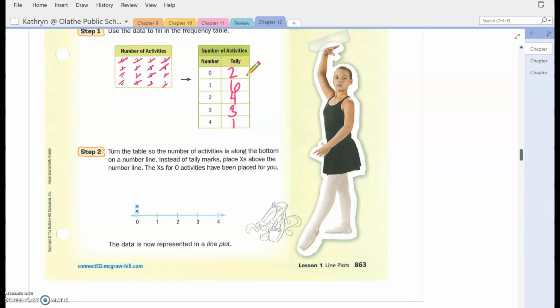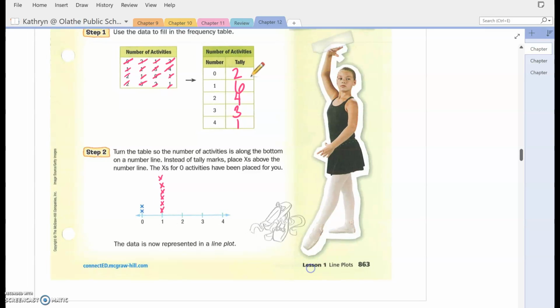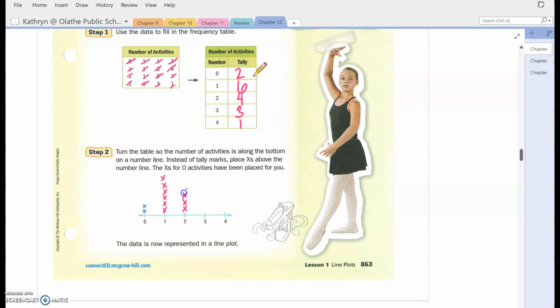Okay, the next thing we're going to do is we're going to take those and put those into a line plot. Notice that 0 is marked here and there are 2 marks. What do you think those marks represent? Obviously, they represent the 2 students who said that they have 0 after school activities. So, number 1, how many are we going to put there? We're going to put 6 X's to represent 6 people have 1 after school activity. 2, we're going to put 4. 3, we're going to put 3. And then 4, we're going to put 1. There we go. Okay, that's it.